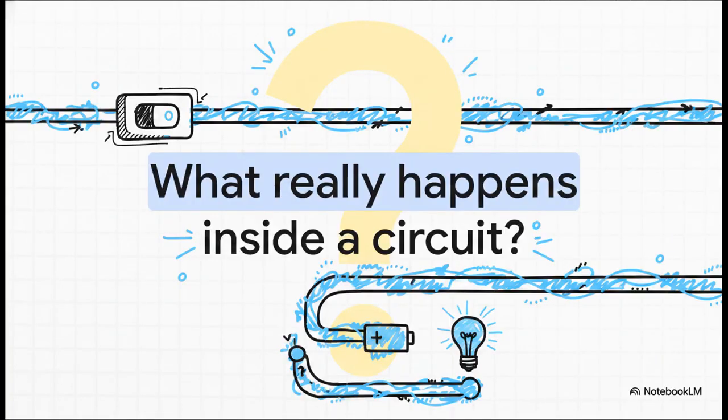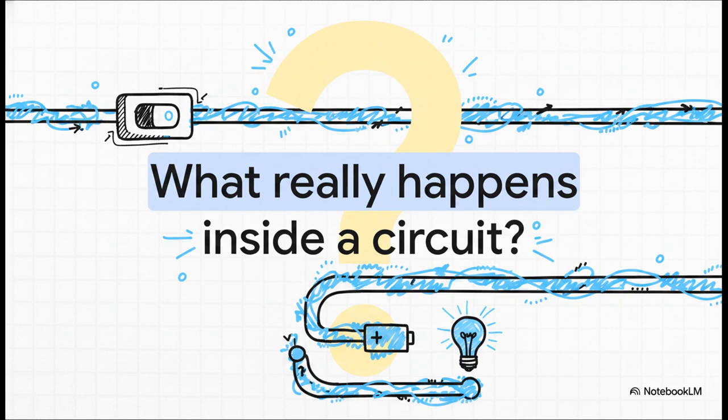Right off the bat, before we even think about looking at dense equations or those complex diagrams, let's just start with a really simple question. What actually happens inside a circuit? Think about it. When you flip a light switch, you don't actually see anything moving, right? There are no gears turning, no visible pulleys pulling, and yet massive amounts of energy are instantly transferred.